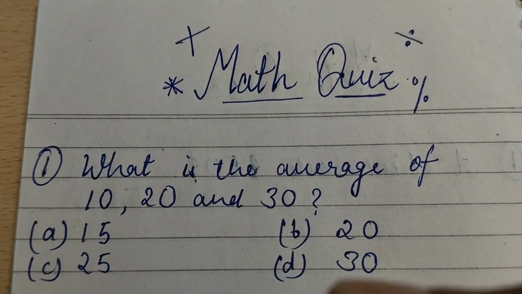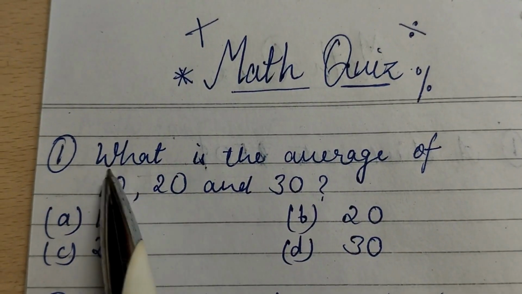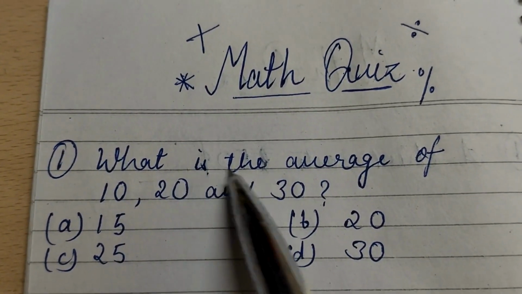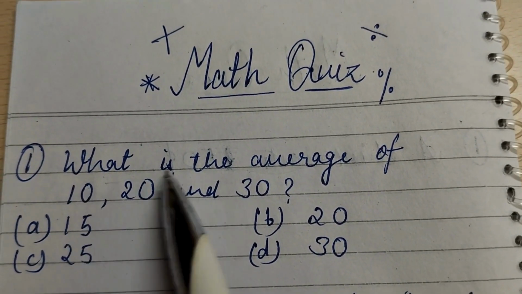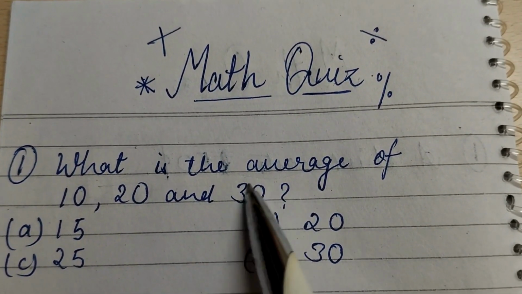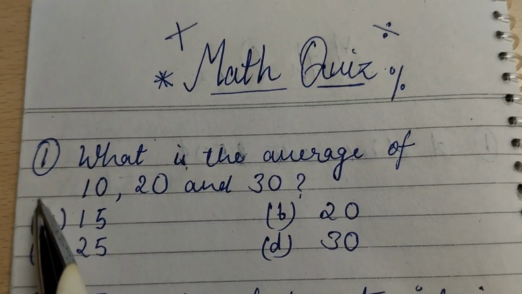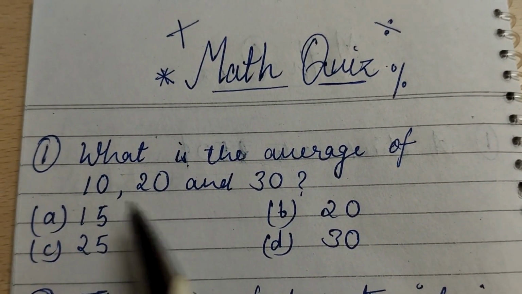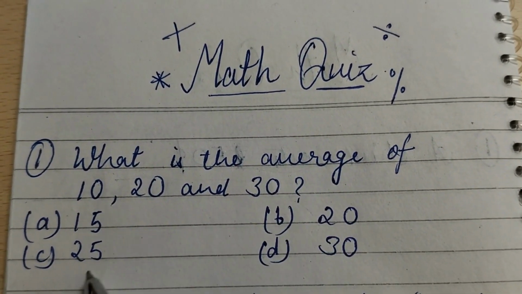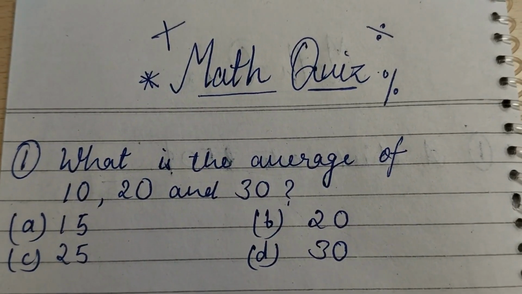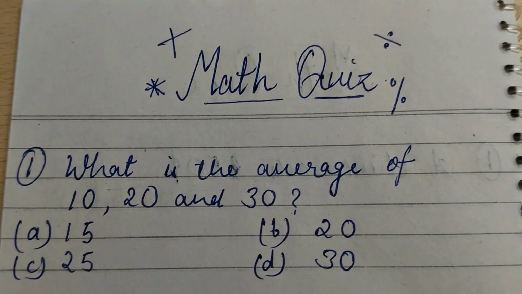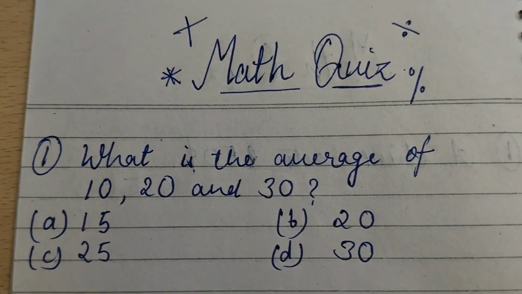So this is the first question. What is the average of 10, 20 and 30? Option A, 15, B, 20, C, 25 or D, 30? What do you think is the right answer?